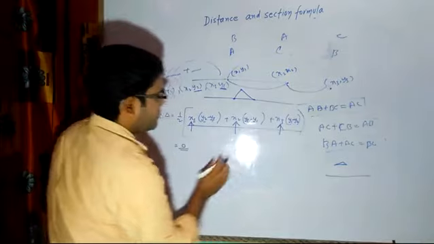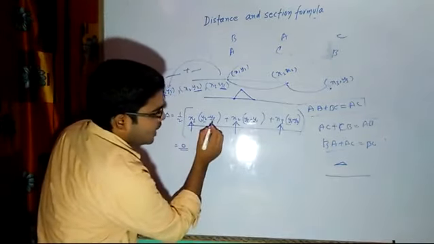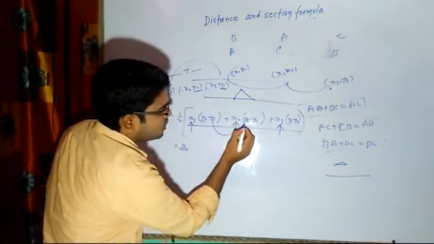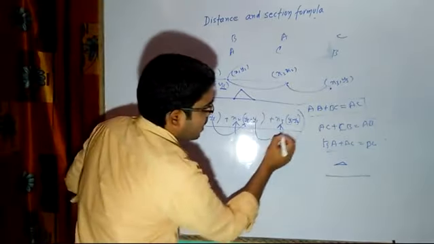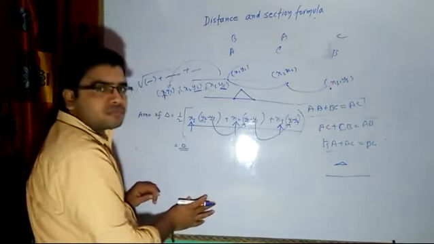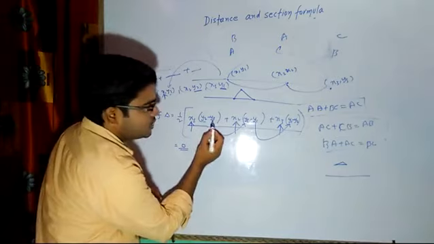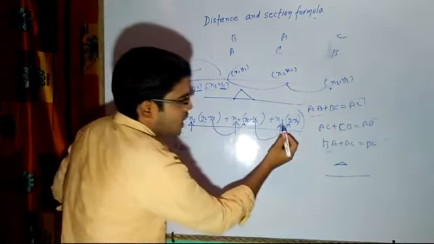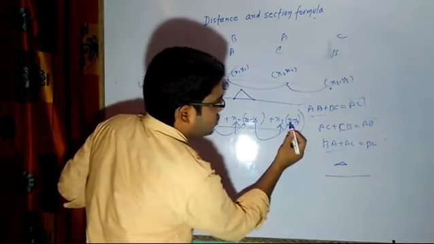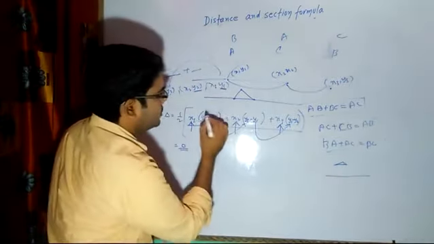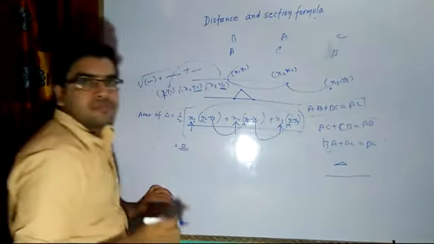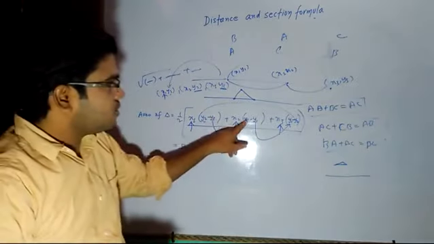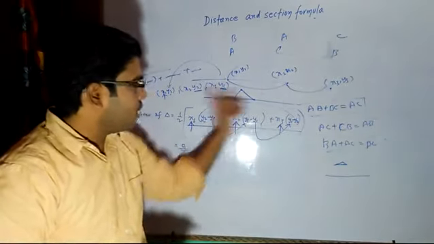And one more thing: if I have used y3, again I have used only y3 here. If I used y1, again I have used y1 here. Here I have used y3, so y3; here I have used y1, so here also y1. The remaining y2 is the same. This way also you can remember: y3, y3, y1, y1, y2, y2.